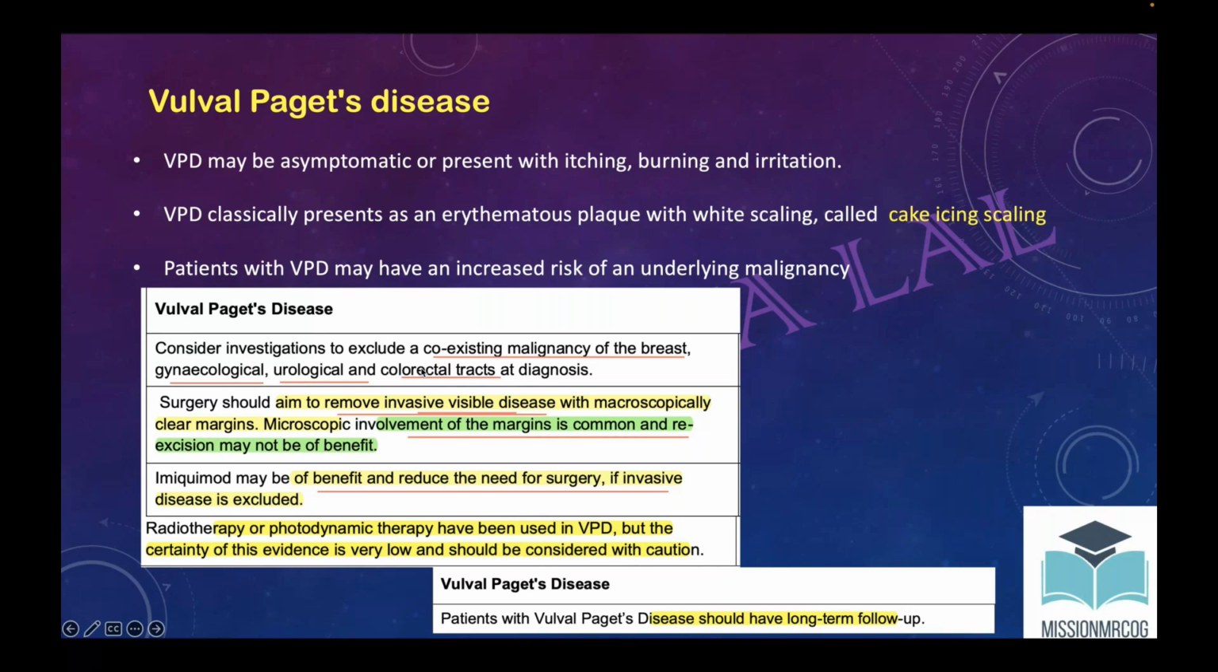So what is the treatment? Aim will be to clearly excise it. Apart from this, imiquimod can be considered. Radiotherapy, photodynamic therapy can be done. In Paget's disease, usually there is a very, very high chance of recurrence again. So long-term follow-up would be required in vulval Paget's disease. Okay, so that's all I had to say. Any one of you have any question till now?